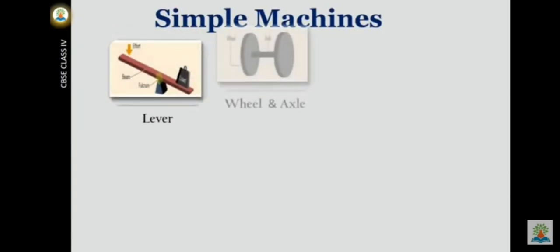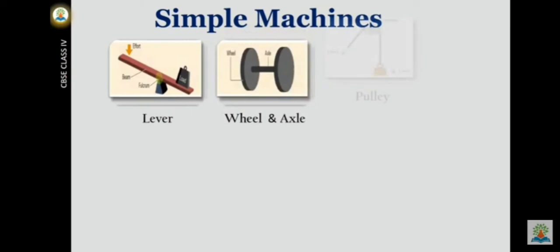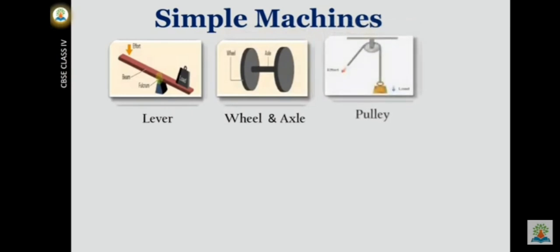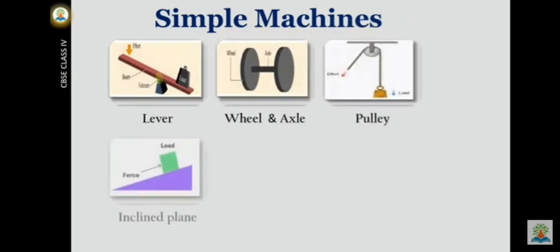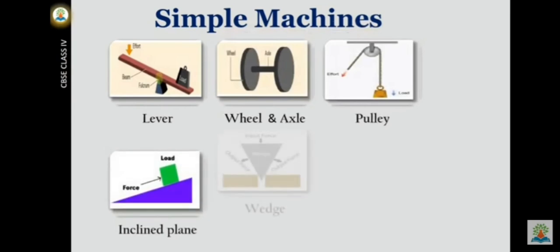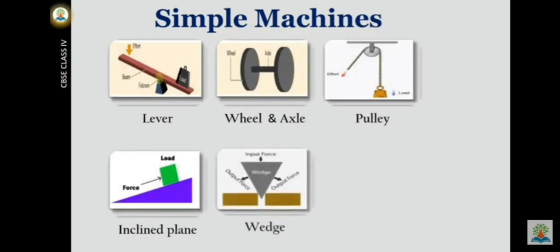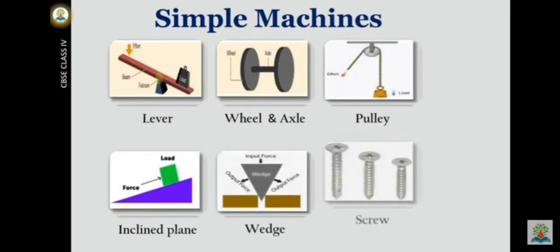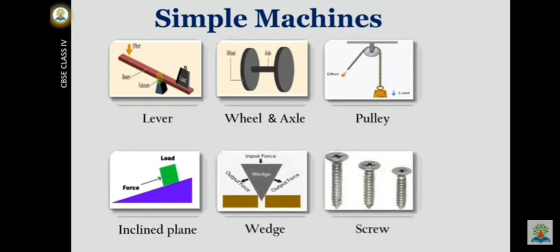There are 6 types of simple machines. The number 1 is lever, then wheel and axle, pulley, inclined plane, wedge and screw. So these are the 6 types of simple machines that we are going to study in this chapter. So let's study lever first.